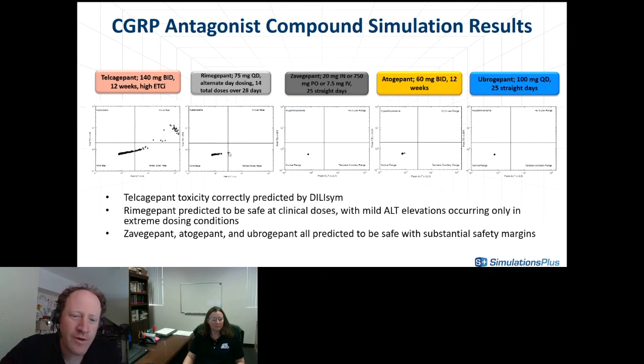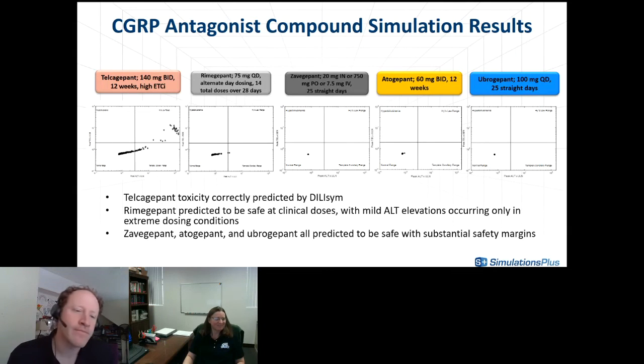Drugs will sometimes get approved with a couple of individuals in this bottom right quadrant, but the FDA will kind of side-eye you a little bit. If everyone's in this bottom left quadrant, everyone's happy. And as you can see for these four compounds, almost everyone's in that bottom left quadrant. Even when we push the dosing really high, really far with rimegepant, you don't see too much poking over that line. So that's the explanation for those plots.